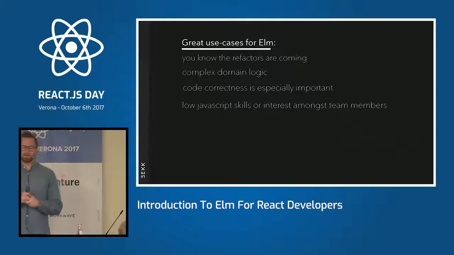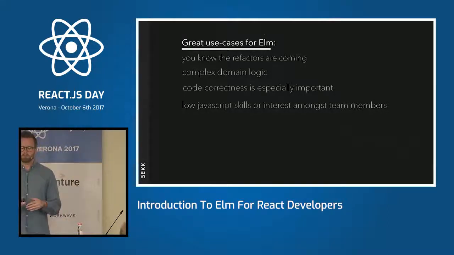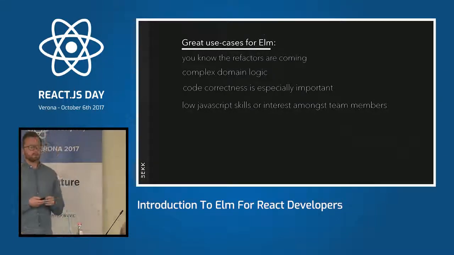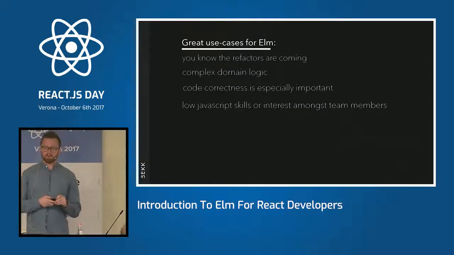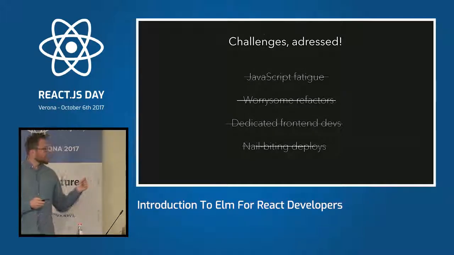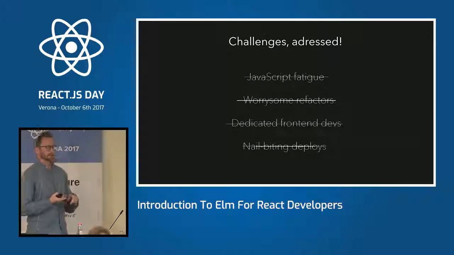But Elm is a great fit if you know the big refactorings will be coming, you know that you don't know what you're actually creating, you know that you will have to refactor a lot, or if you have a complex domain logic that the type system can really make you sleep better at night with. If code correctness is very important, or if your team basically don't know a lot of JavaScript, or they don't want to learn a lot of JavaScript. So, I hope that I have explained properly now how I feel that Elm addresses the JavaScript fatigue, the worrisome refactorings, dedicated front-end developers taking all the front-end work, and really nail-biting deploys.